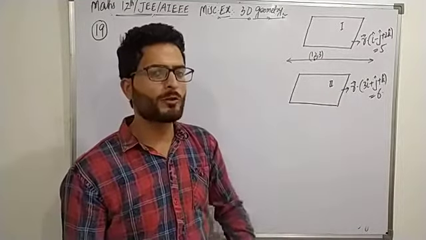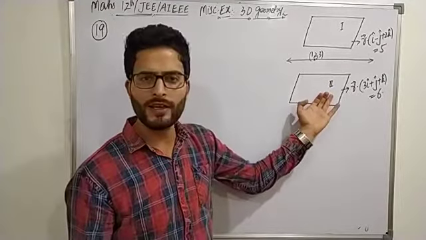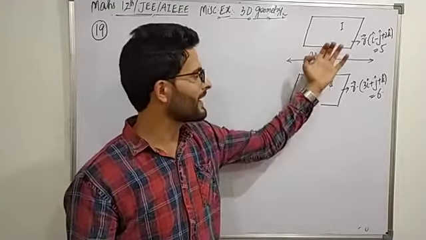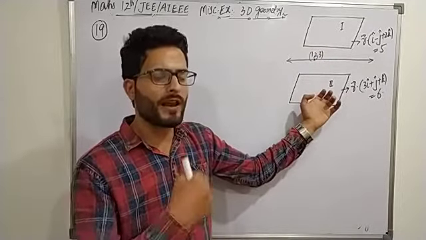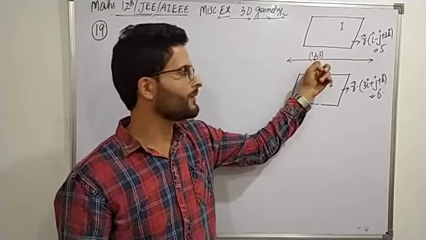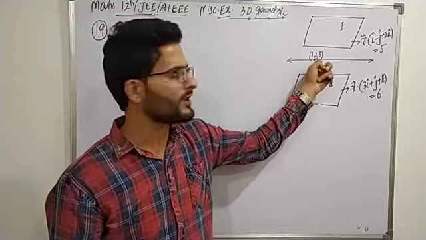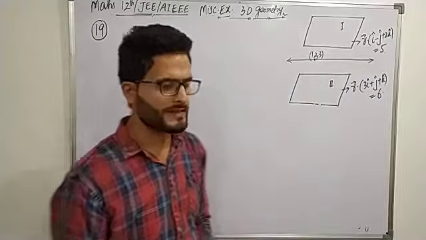When it is parallel to both the planes first and second, that means the planes first and second are also parallel planes. So we have two parallel planes, first and second, and in between we have a line which is parallel to both planes, and that line is passing through the point (1, 2, 3). We need to find its equation. So first we are going to discuss the equations of the two planes.